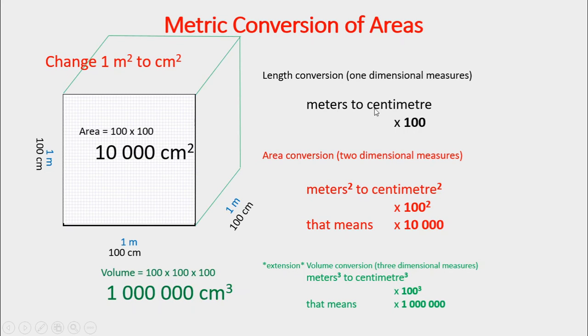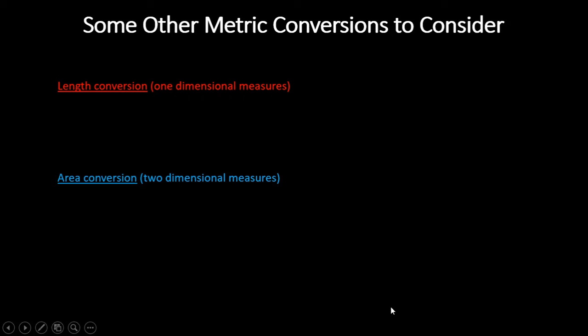So to convert from meters to centimeters, we times by 100. To convert from meters squared to centimeters squared, we multiply by 100 squared, which is 10,000. And to go from meters cubed to centimeters cubed, we times by 100 cubed, which is 1,000,000.